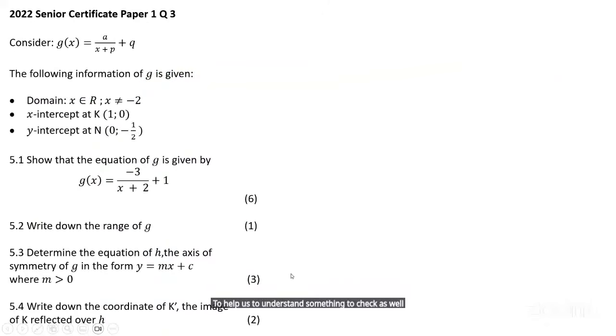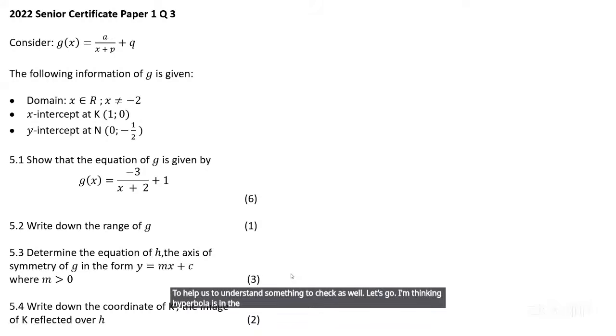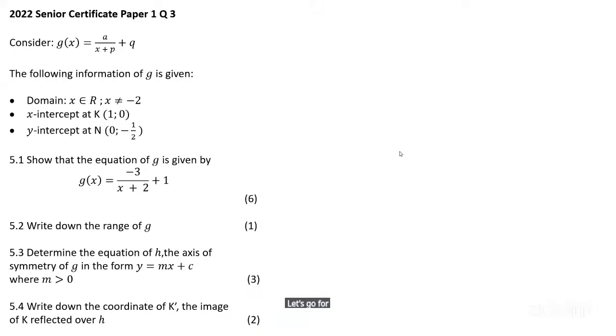Let's go. I'm thinking hyperbola is in the house. Hyperbola is in the house. 2022 Senior Certificate Paper 1 right there. Let's go for it in that case. 2022 Senior Certificate. I'm ready. There's an entire story that follows here.